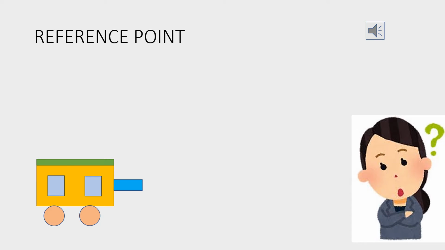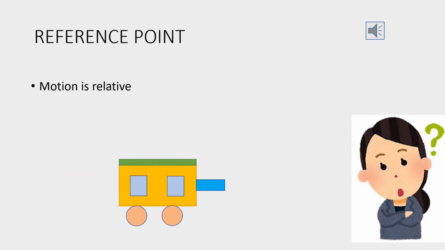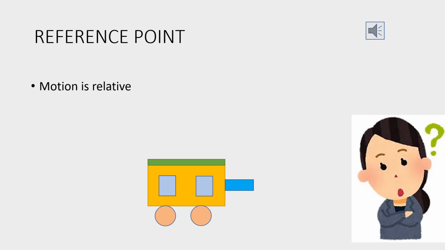There is a girl who is standing and she sees a car moving and she says that the car is in motion. The people sitting in the car say to themselves that they are at rest. Now, are they at rest or motion? It varies from one person to another person. So we say motion is relative.